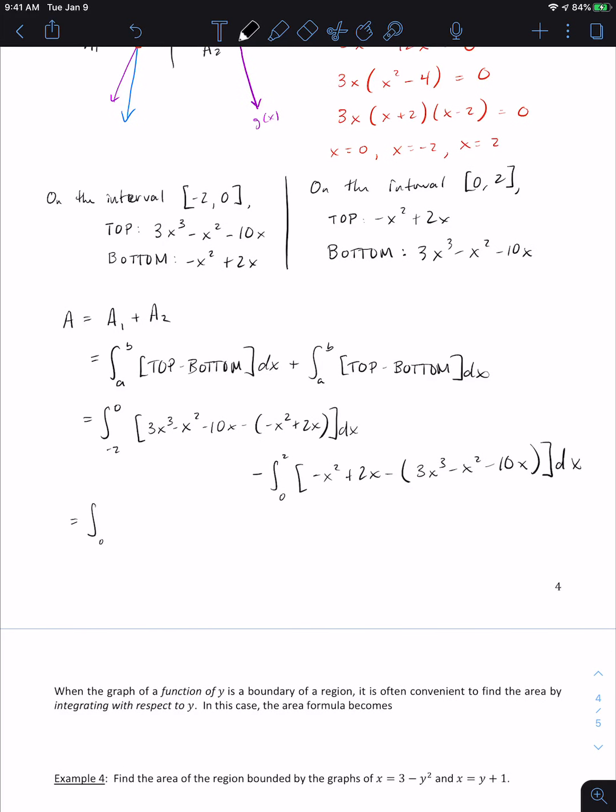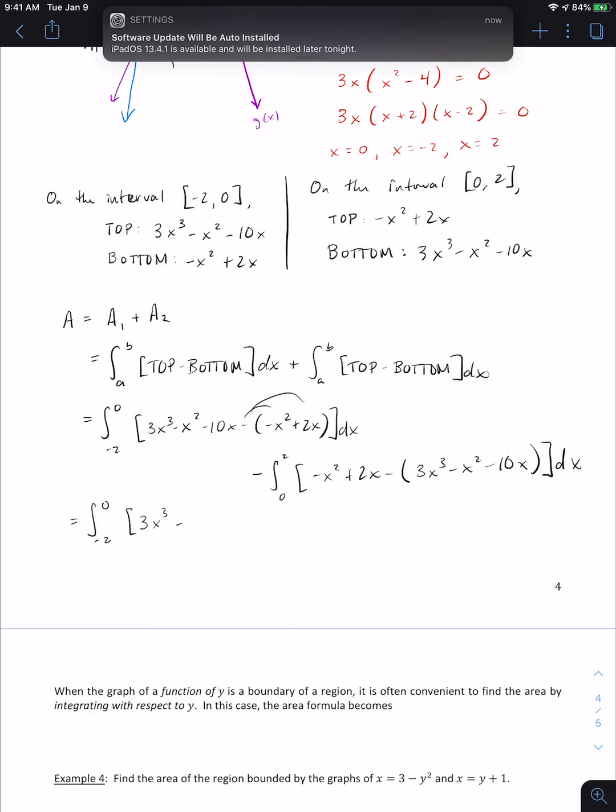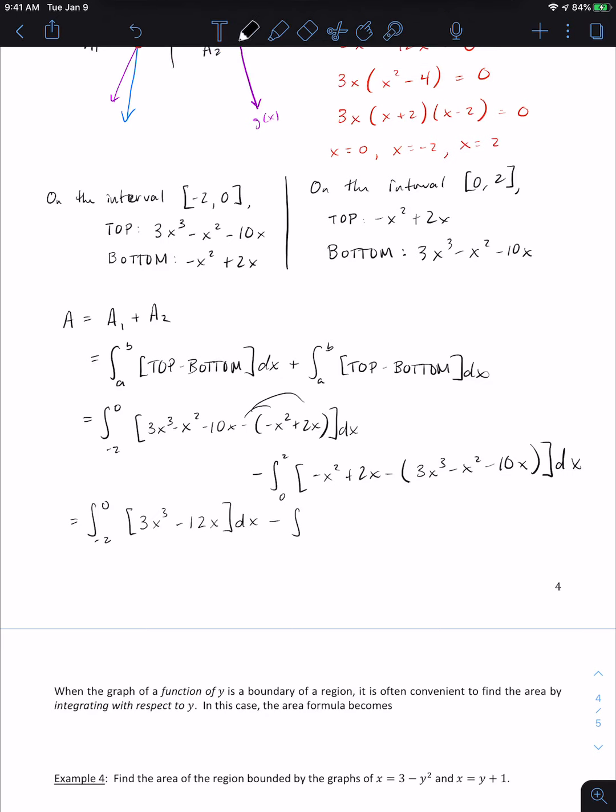So this is going to be the integral from -2 to 0. Again, I'm distributing this negative sign, so I'll get 3x cubed. I get minus x squared plus x squared, so the x squareds are going to cancel out. And I got minus 10x minus 2x, so minus 12x dx, minus the integral from 0 to 2 of, I'm going to write this in descending order of powers of x.